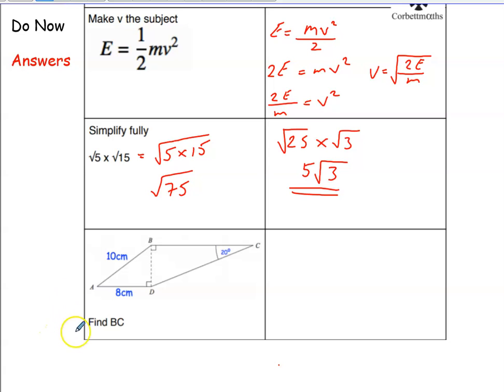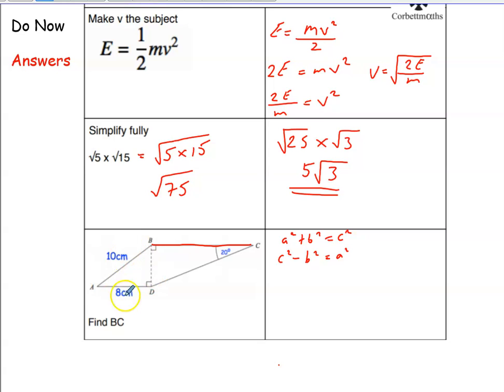Okay. So for this one here, we want to find BC. We want to find this bit here. To find BC, the first thing we need to do is find BD. So we're going to use Pythagoras to find BD. It's a shorter side. If you write it as it would normally be, a squared plus b squared equals c squared. Well, we have c squared and we want to find a squared. So we would do c squared minus b squared to give us a squared.